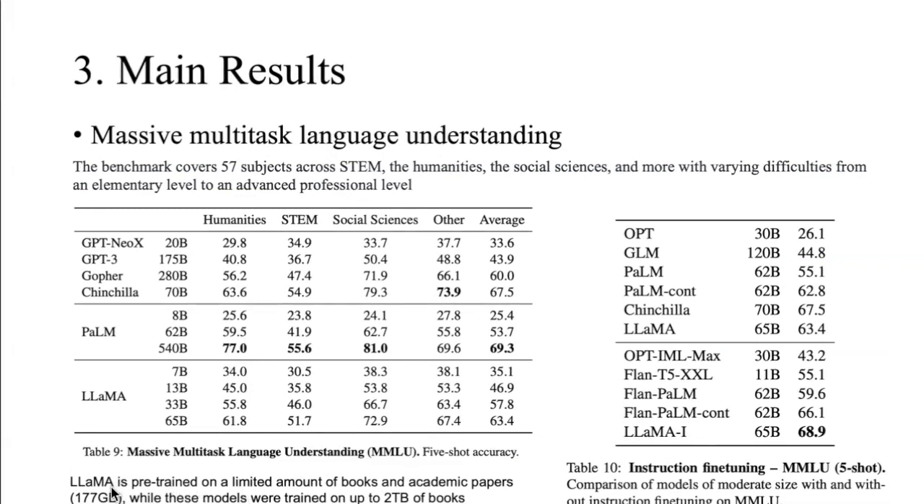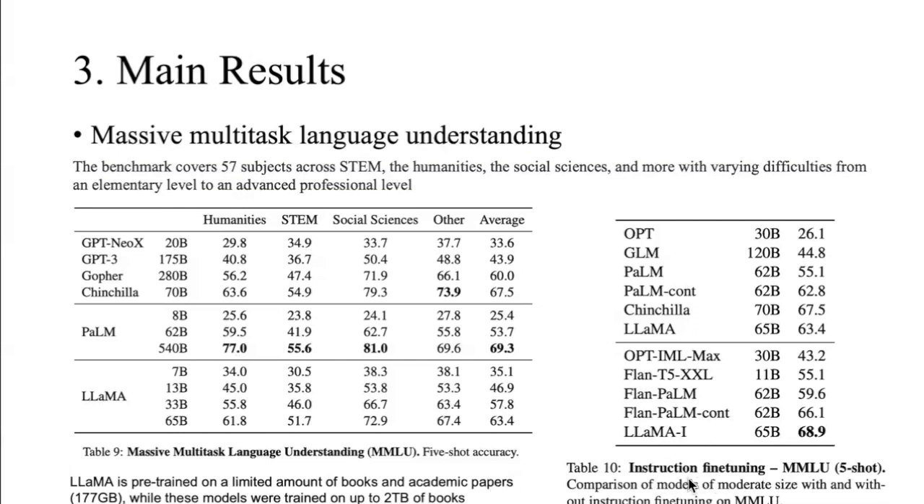One reason LLaMA explains in their paper is that the LLaMA model is pre-trained on a limited amount of books and academic papers. It's only like 170 gigabytes, while the Palm model is trained on up to 2T of books. So the Palm model does see more readable books than LLaMA, and that's where scaling the model size on additional data sets will help improve the performance on these specific domain subjects.